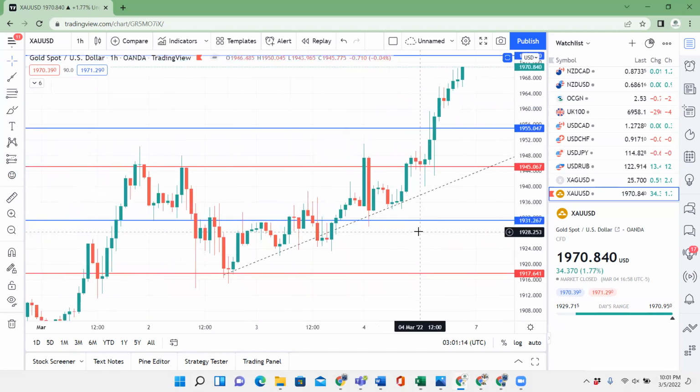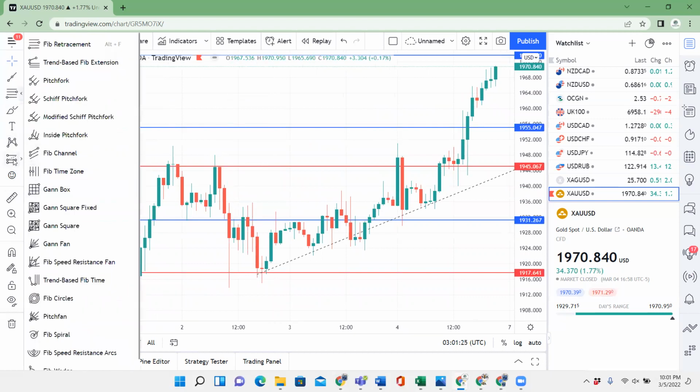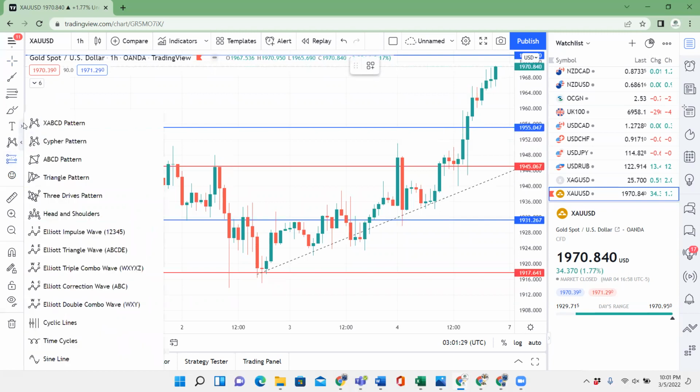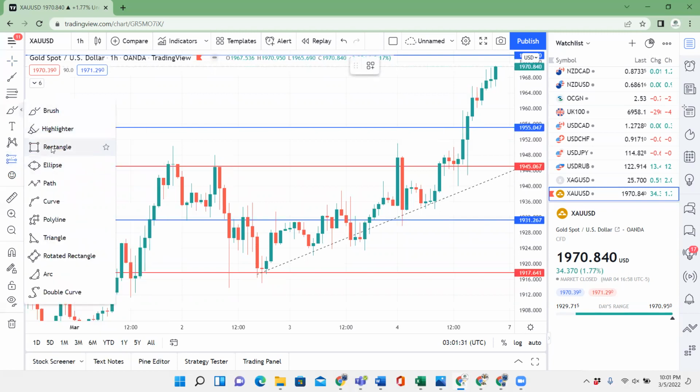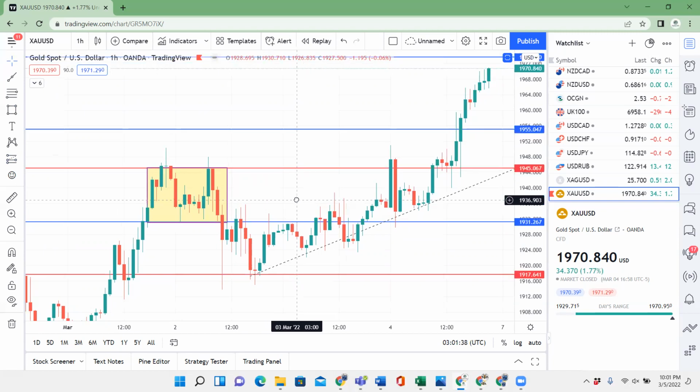All right, so we have the ray. Now let's mark up some consolidation zones. I like to mark up the consolidation zones also, so I can do a ping pong strategy. One of my favorite strategies to do. You can always look at the channel for the ping pong strategy. So let's look for the rectangle right here, marking up our high and low areas. Perfect. We have a consolidation there.